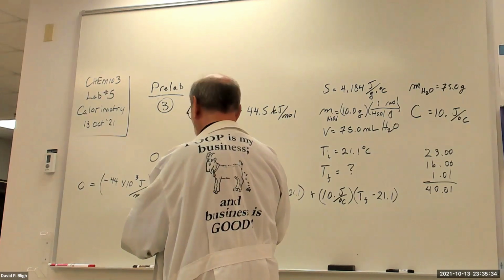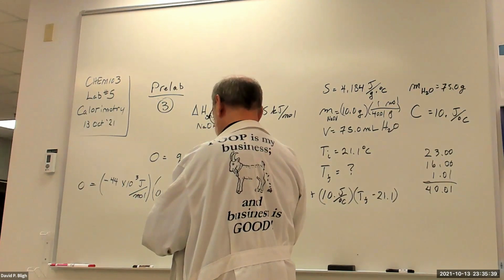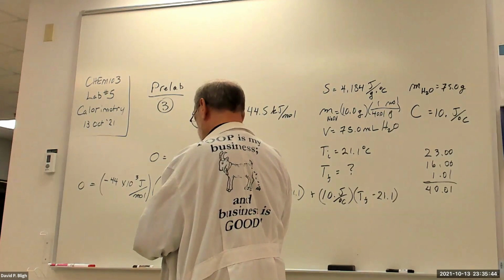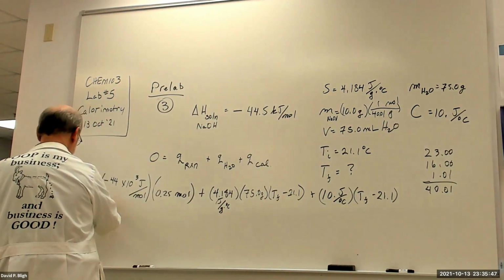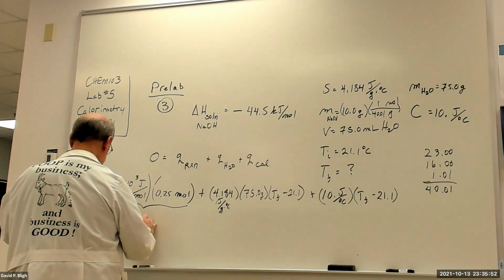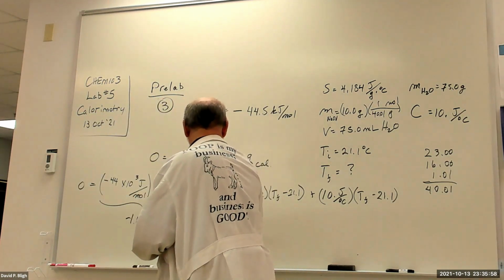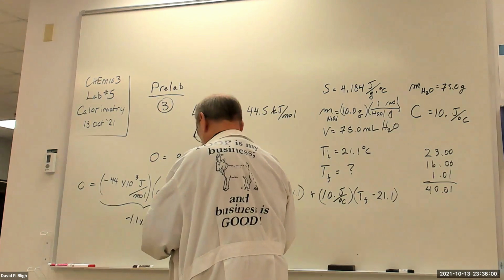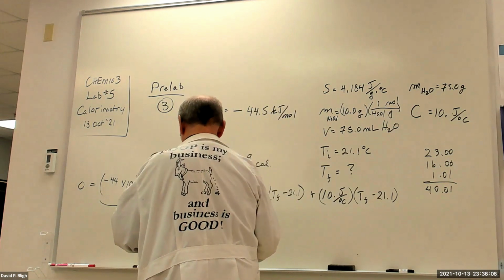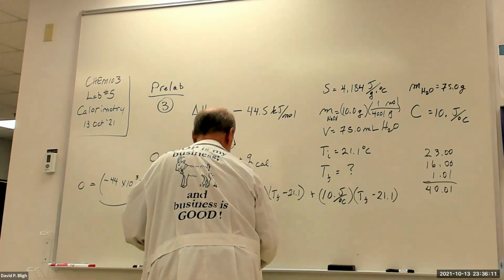So 44 exponent 3. Let's change the sign on that. And then 0.25 times that. So this term is minus 1.1 times 10 to the 4th joules. This one, let's do this part right here. 4.184 and 75 is 3.138 times 10 squared.